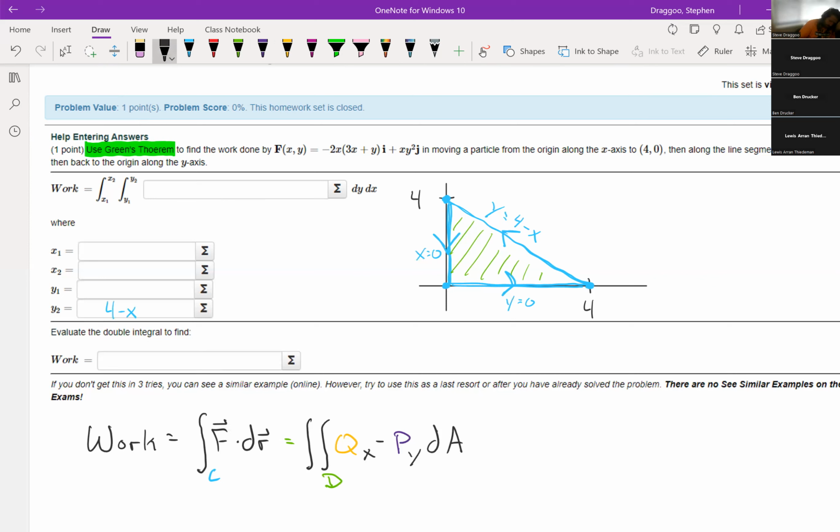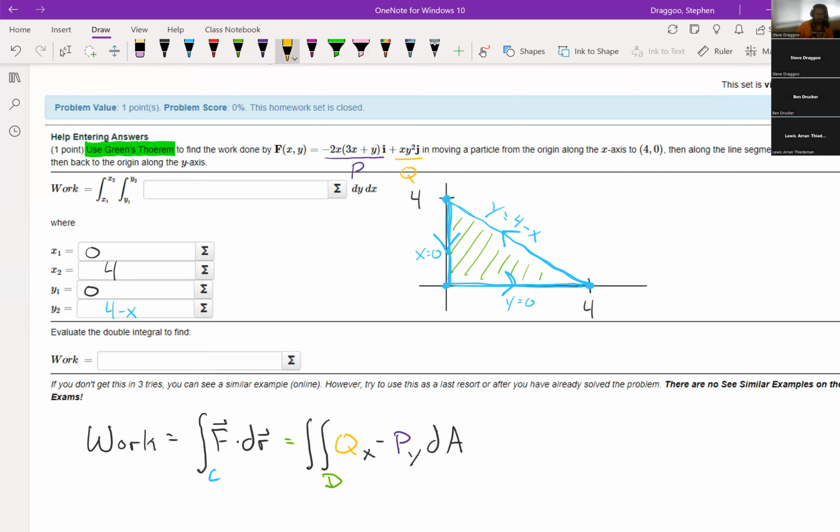The rest of them are pretty straightforward. Our lower bound for y is 0, then x being second just goes between a couple numbers. x is between 0 and 4. So those are going to be our bounds. Then the last piece that we need to set this thing up is the actual integrand itself. So let me come back up and label my P and my Q.